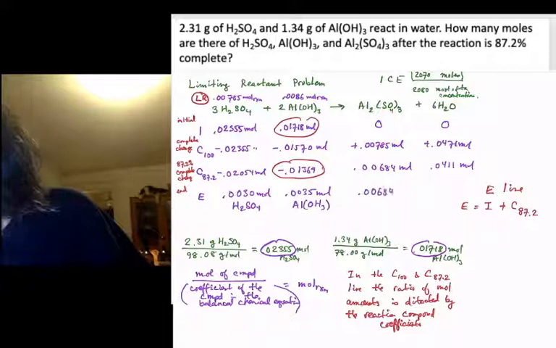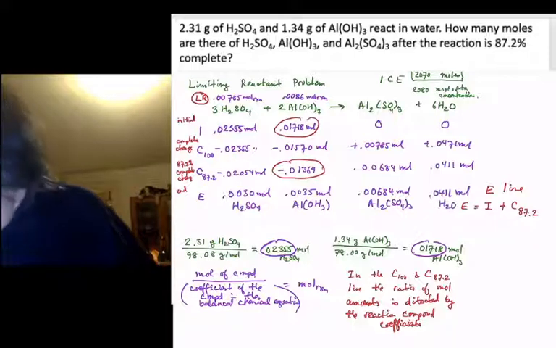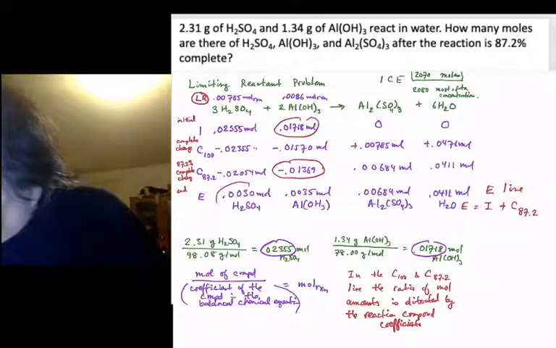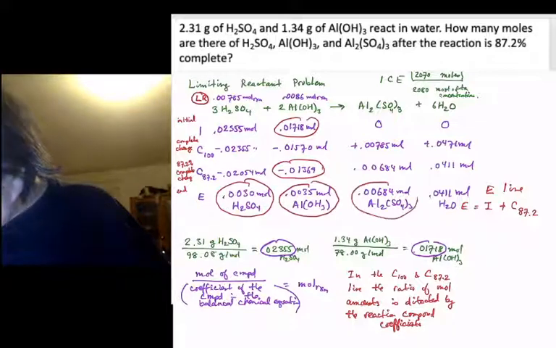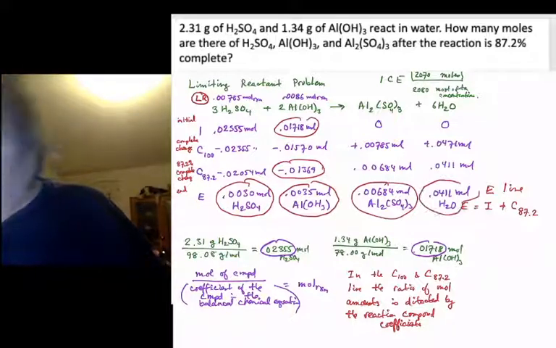0.00684 moles of Al2(SO4)3 and 0.0411 moles of H2O. And these 4 numbers are the answer to the problem.